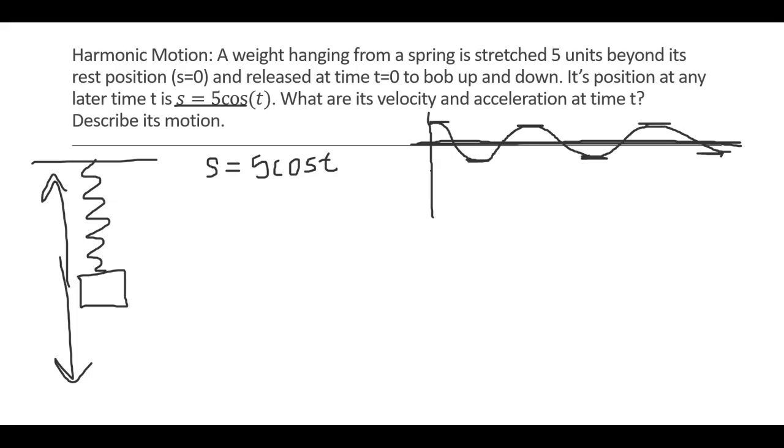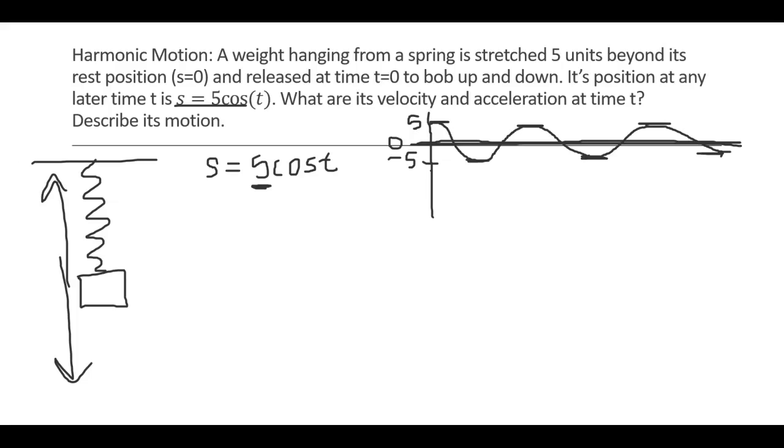How high it goes is directly related to the amplitude of the trig function. So what that means is that this is going to go up to a height of 5 and down to a height of -5 from its position at rest. So everybody good with what I've said so far? It all logically makes sense, right?